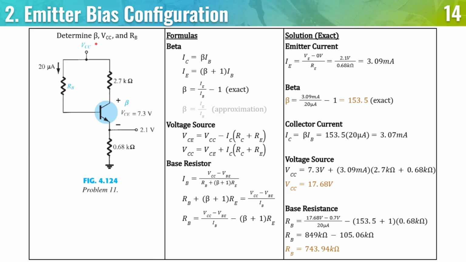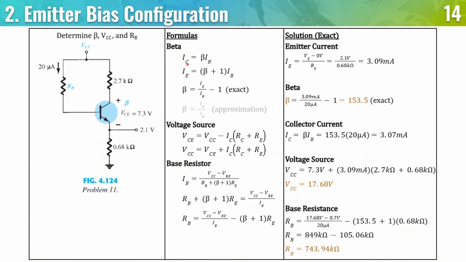So the formulas. First, we are to determine beta. So beta is equal to IC over IB. So let's see. We are given IB and nothing else. We don't have an IC here, but it is easier to use IE because we already have 2.1 minus 0 all over 0.68. So we're going to use IE.